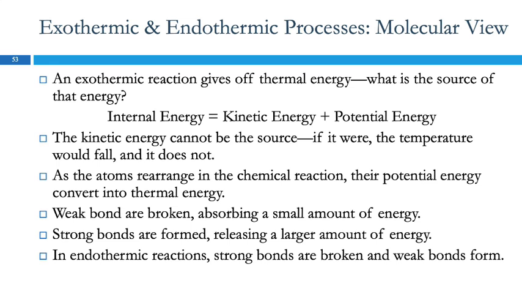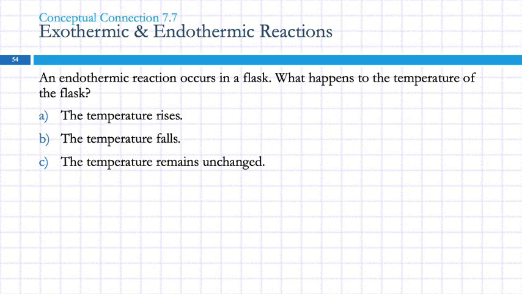So in an exothermic reaction, we have weak bonds being broken. Little energy has to go into that. But we're making strong bonds, which releases a lot of energy. In an endothermic reaction, the opposite is happening. We're breaking the strong bonds, which requires a lot of energy. We're making weak bonds, which only gives back a little bit of energy. So the net result is that energy has to come in.